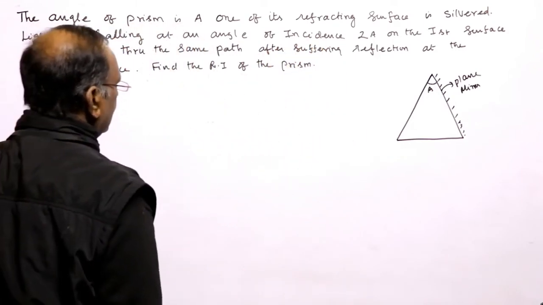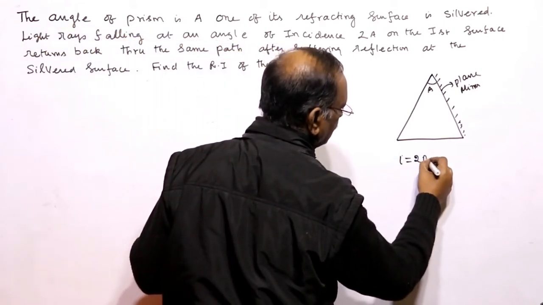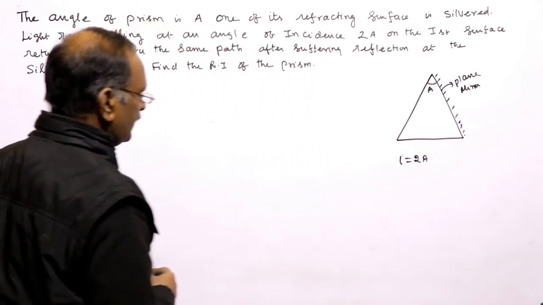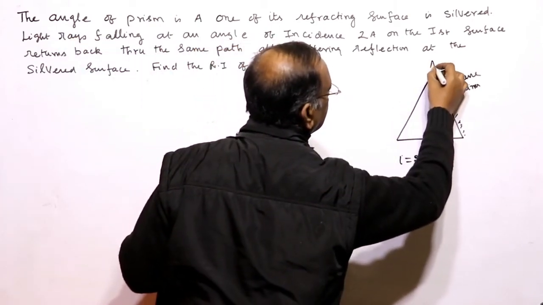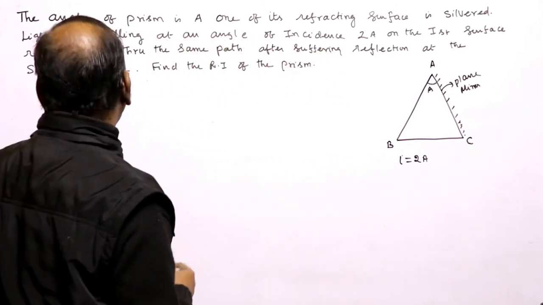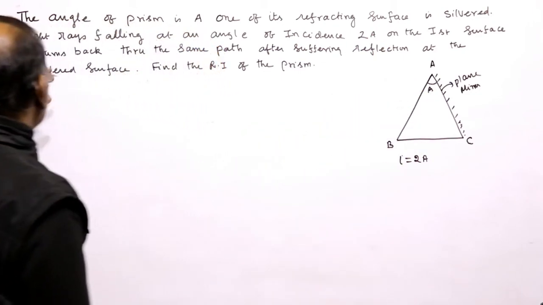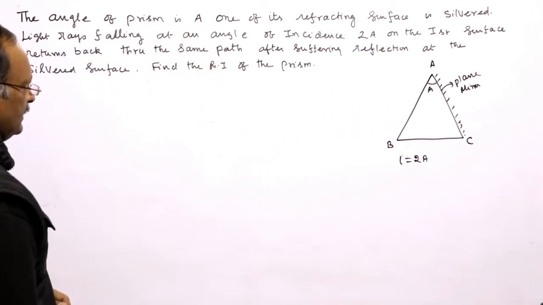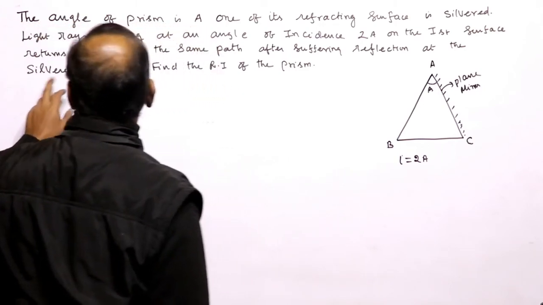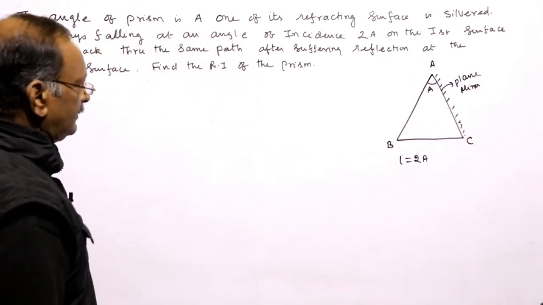Light is falling at an angle of incidence 2A. It means the angle of incidence is equal to 2A on the first surface. We can say AB is the first surface and AC is the second surface. The light falling at an angle of incidence of 2A on the first surface returns back through the same path after suffering reflection at the silvered face. This is the silvered face.